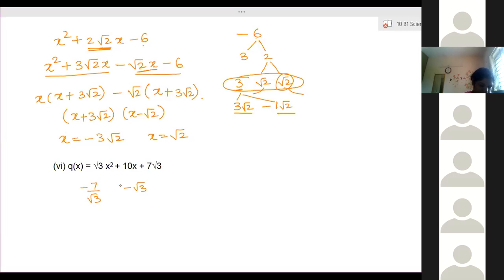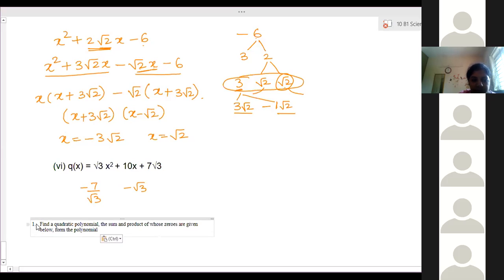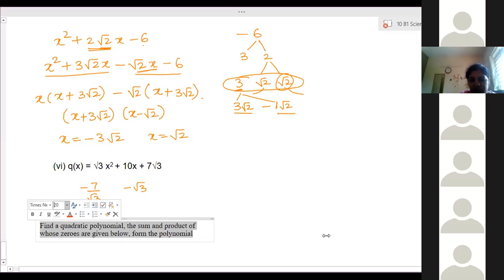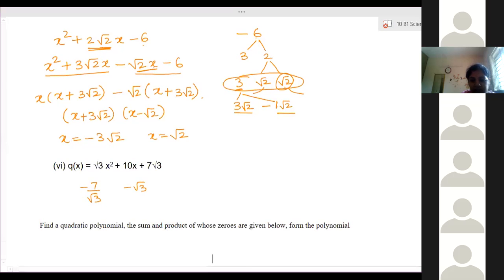Done, ma'am. Okay. Ma'am, for the seventh question, we get alpha is root 3, minus root 3. After doing that, you verify, because I don't have the zeros of that. Okay, fine. You try to verify after that. If you are getting it right, if you verify it, then it is right. Okay, ma'am. Now you can complete the remaining questions at home. Yes, ma'am.